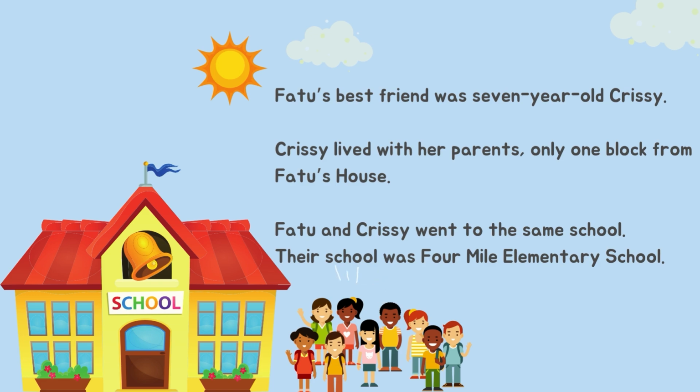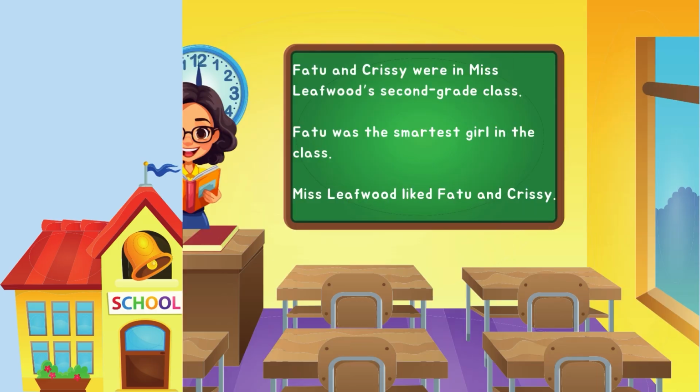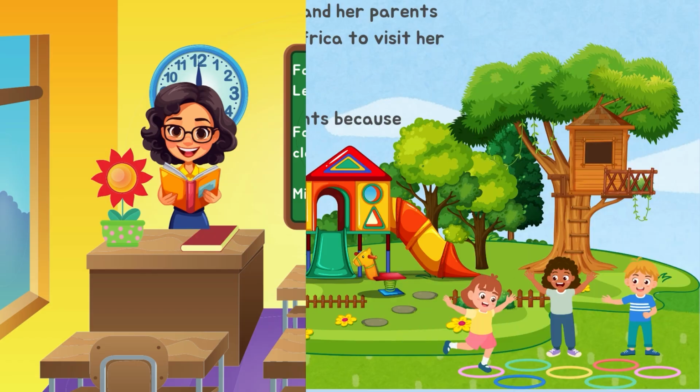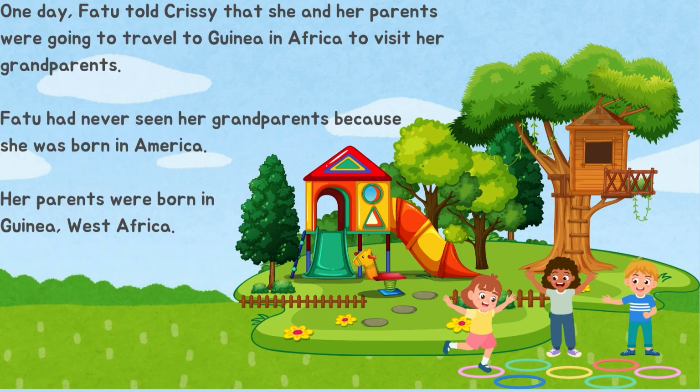Fachu and Chrissy went to the same school. Their school was 4 Mile Elementary School. Fachu and Chrissy were in Miss Leafwood's 2nd grade class. Fachu was the smartest girl in the class. Miss Leafwood liked Fachu and Chrissy. One day, Fachu told Chrissy that she and her parents were going to travel to Guinea in Africa to visit her grandparents. Fachu had never seen her grandparents because she was born in America. Her parents were born in Guinea, West Africa.